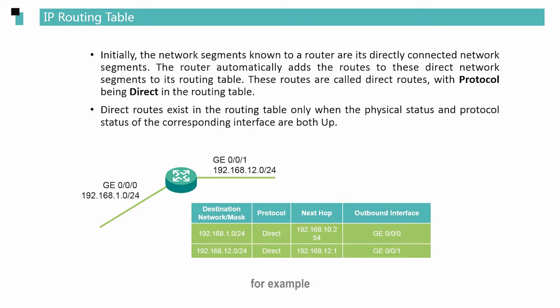Sometimes we need to deactivate an interface temporarily for testing purposes. For example, after we run the shutdown command, the interface goes down, and the direct route on the interface becomes unavailable. When the test is finished, the interface must be re-enabled using the undo shutdown command. Otherwise, the direct route on the interface will remain unavailable.